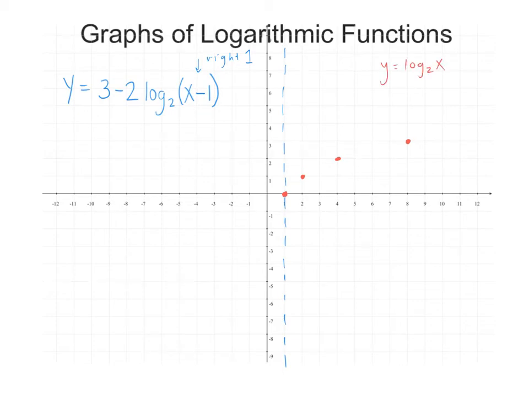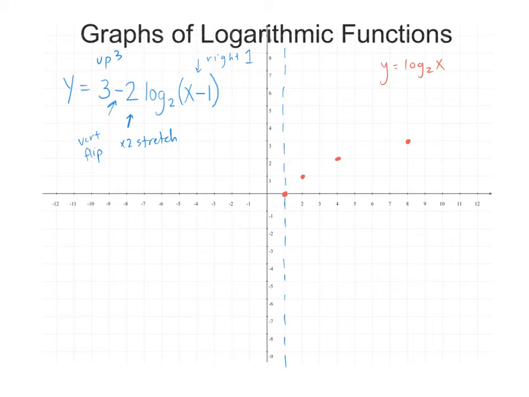So let's translate these points, and we'll be translating the whole graph as we do that. Alright, so let's list out all the transformations. We've got a right 1, we've got an up 3, we've got a times 2 stretch, and we have a vertical flip. So that vertical flip is going to make our graph go this way instead of this way. But we're just going to do it a point at a time.